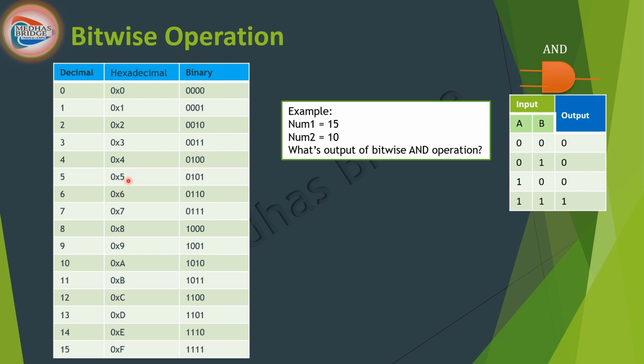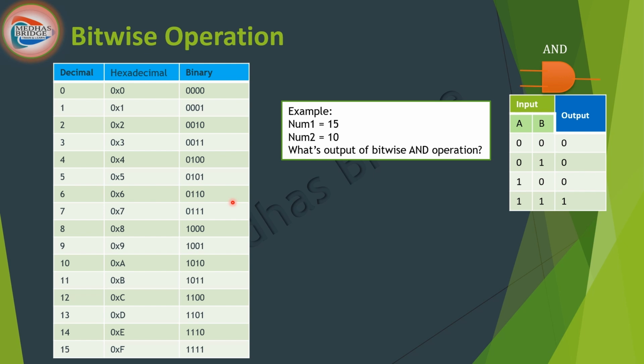Now the question is how we are going to represent them in binary. This is the binary representation for all these numbers. 0 means all zeros, 1 means 0 0 0 1, 2 means 0 0 1 0, 3 means 0 0 1 1, and so on. F means all ones, 1 1 1 1. This table we are going to take as a lookup table for understanding the concept.